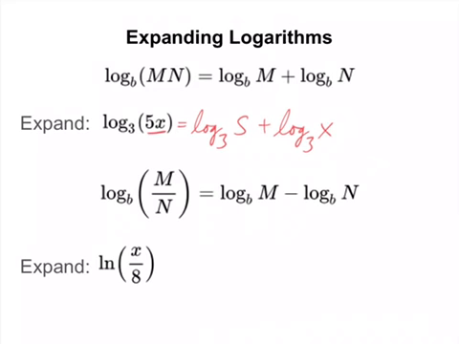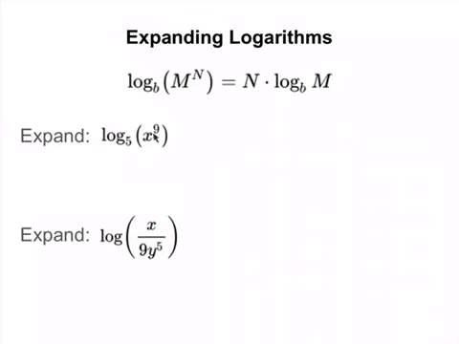Now this next one, if you look right here, when you divide inside, you separate it into two logs with a minus. So this next one would be ln x minus ln 8, because again it's division, so you put a minus between the two logs.